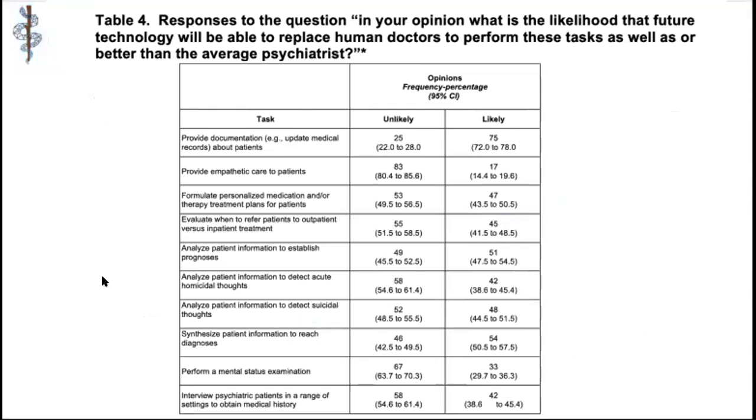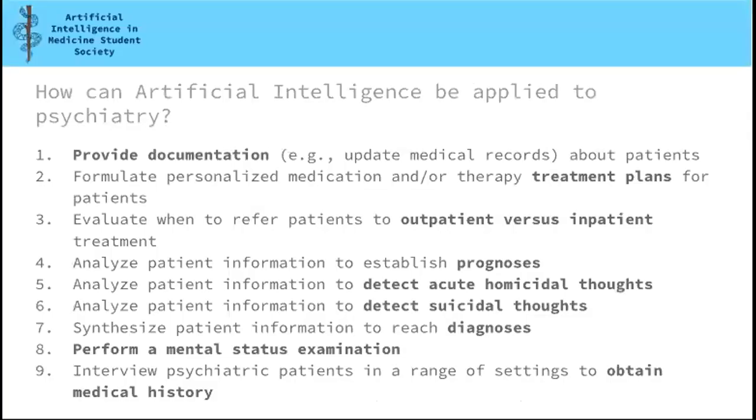And these are a summary of all the results they found. So again, providing documentation, most people said it's very likely that AI will play a role in this. Whereas providing empathic care to patients, most psychiatrists said it's very unlikely. So to answer the question, how can artificial intelligence be applied to psychiatry? I felt that that paper did a really good job at identifying a whole bunch of different ways that it can be used in psychiatry.